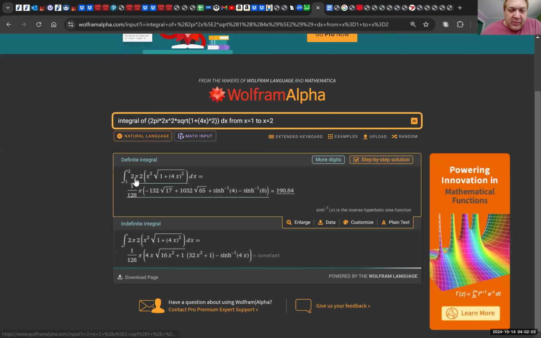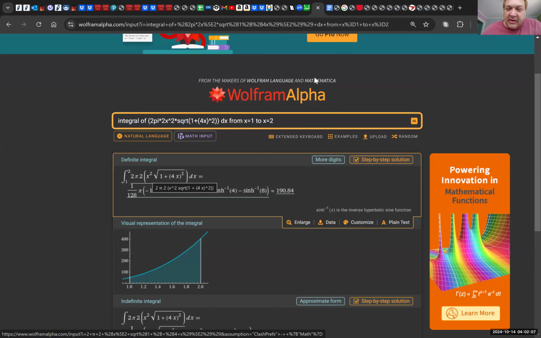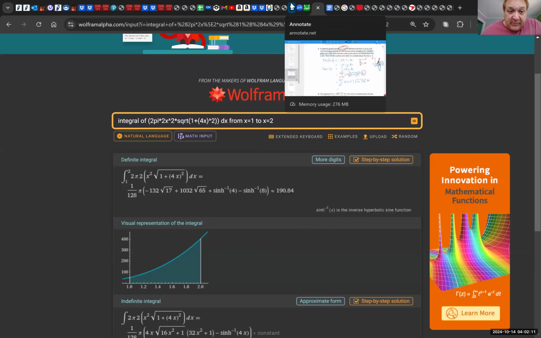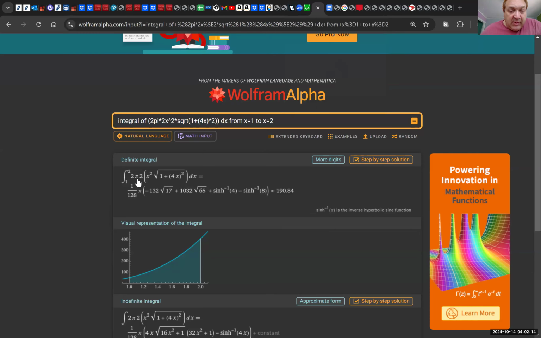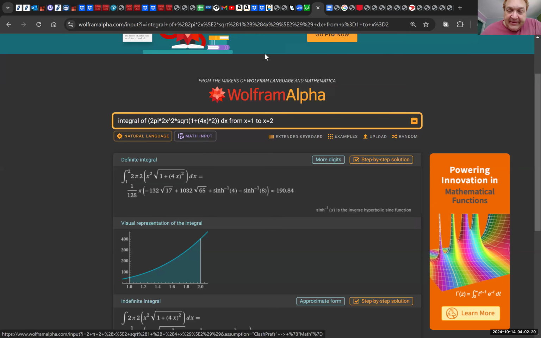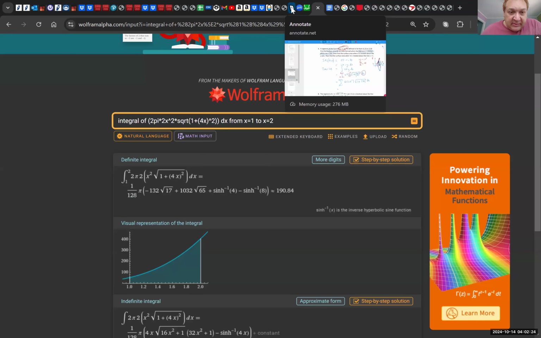Integral from 1 to 2 of 2 pi times 2 times x squared times the square root of 1 plus 4x squared dx. I do believe that is correct. I'm just going to double check real quick so I don't make a mistake. 2 pi. I don't know why I put an extra parentheses, but the 2x squared is the same as 2 parentheses x squared. Okay, so I think I got it close enough for it to get the right thing there.